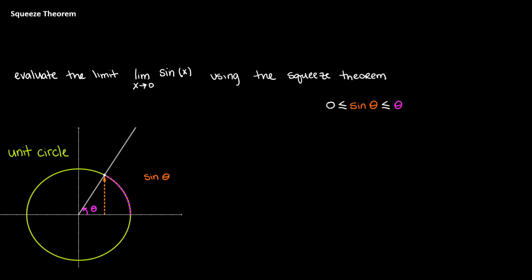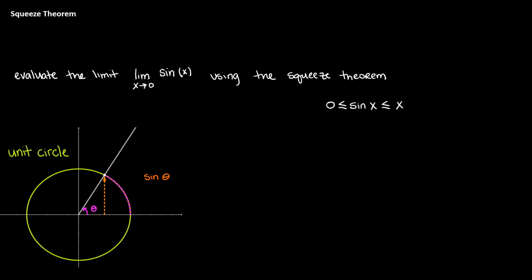Now, our function has a variable called x, and I described all of these relationships between 0, sine theta, and theta as functions of theta. But that's an easy fix. You just rename your variable. Now we're looking at 0 is always smaller than sine x, which is always smaller than or equal to x.